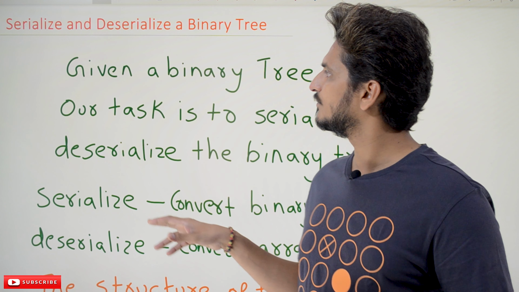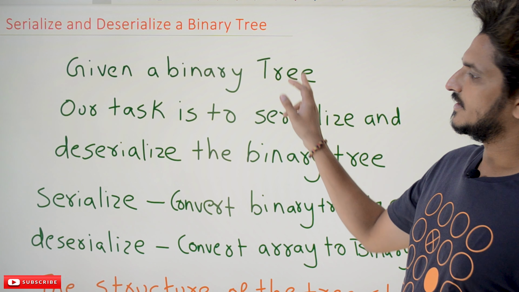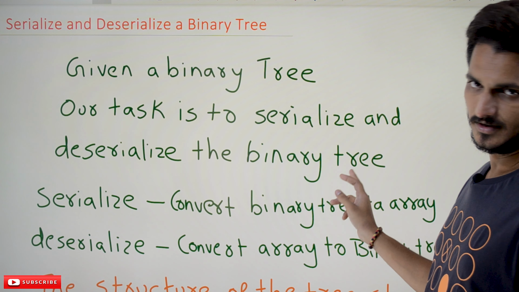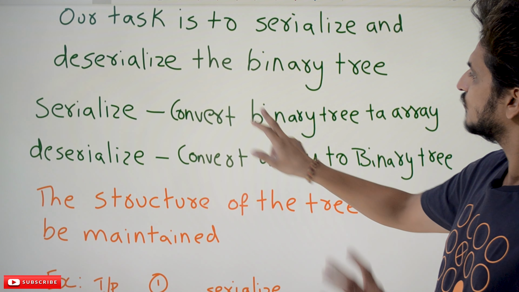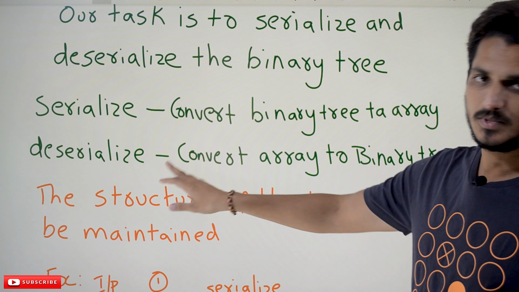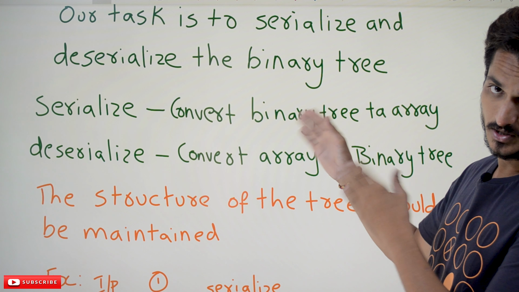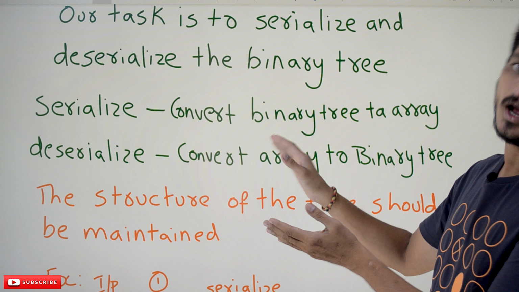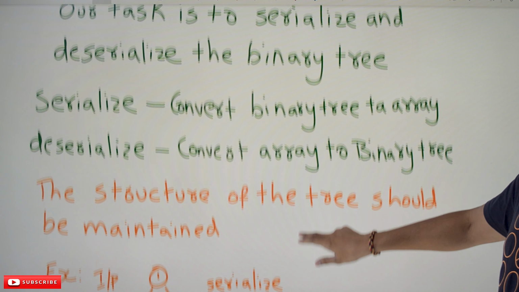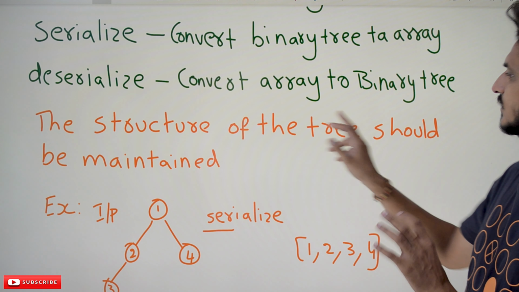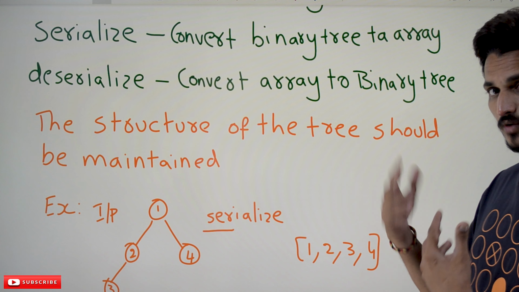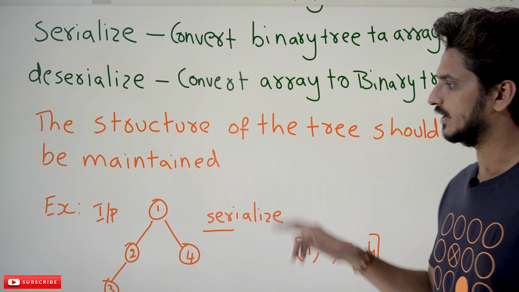Coming to today's example, given a binary tree, our task is to serialize and deserialize the binary tree. Serialization means convert a binary tree into an array. Deserializing means take that array and convert it back into a binary tree. The structure of the tree should be maintained. That is how you need to convert and reconvert.